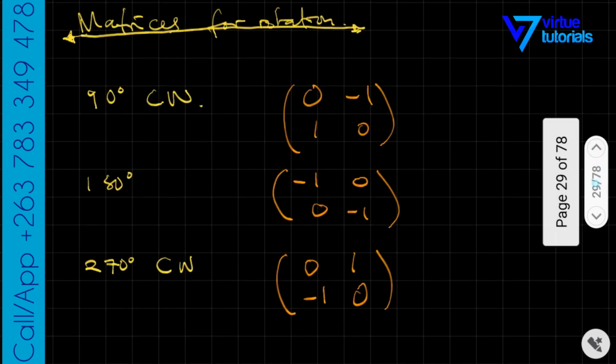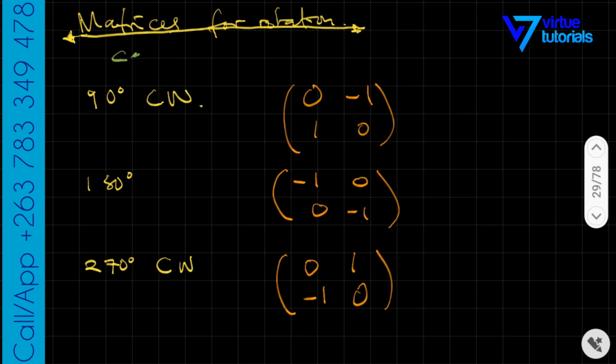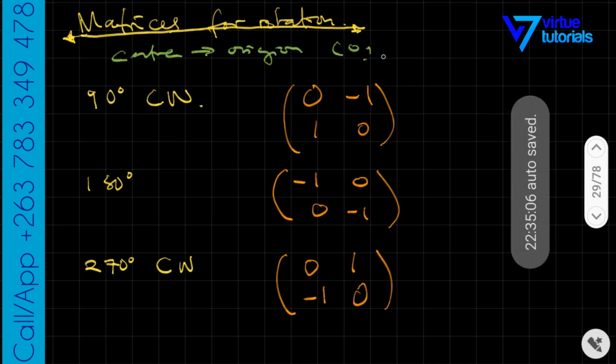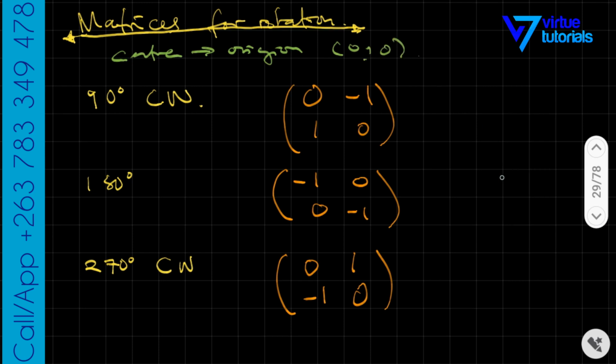Now, for rotation, we have matrices for rotation about the origin. Remember, these matrices only apply when the center of rotation is the origin, right? The point is 0, 0, where the x and y axis meet. If a shape is rotating around the origin, then these matrices apply. If we have any other center of rotation, these matrices are null and void. They do not apply whatsoever. They only apply when the shape is rotating around the origin.